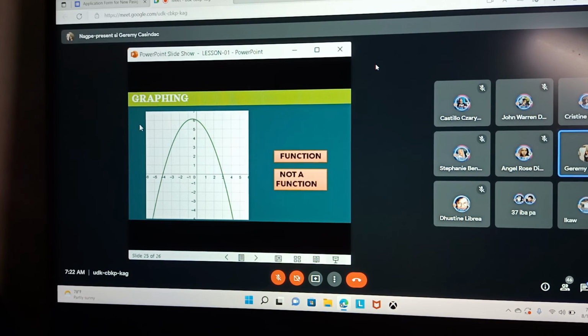Okay, how about this one? Function or not a function? Okay, how about Ricardo? Not a function, po. Why? You may try to draw our graph in your notebook and also draw a vertical line. The vertical line should touch our graph only once, okay?